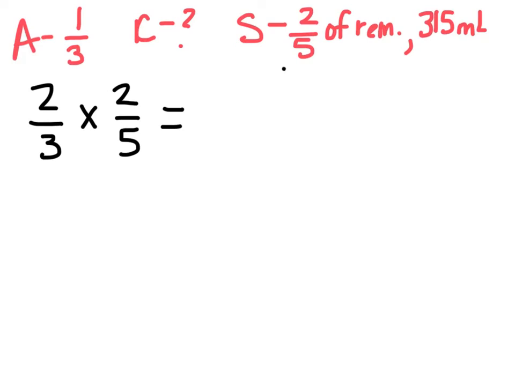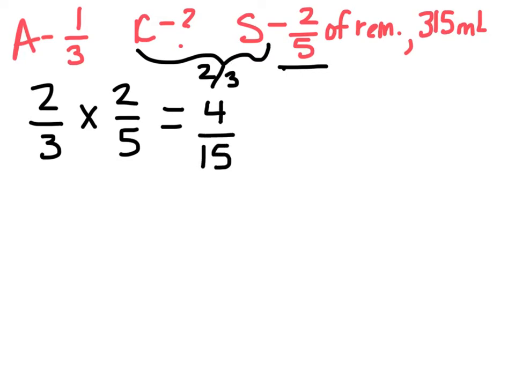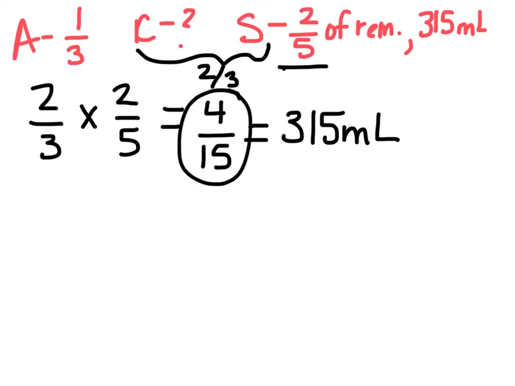2/5 of 2/3, which represents carrot plus strawberry together. So 2/3 times 2/5 gives us 4/15. So 4/15 of the total amount equals 315 milliliters, because 4/15 is the quantity of strawberry juice, which can also be described as being 315 milliliters.